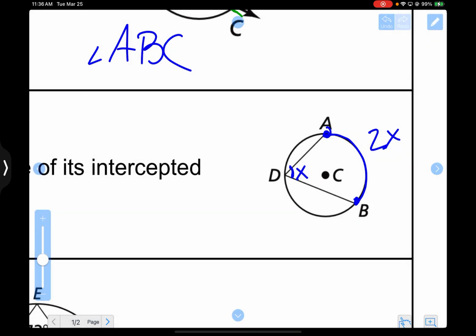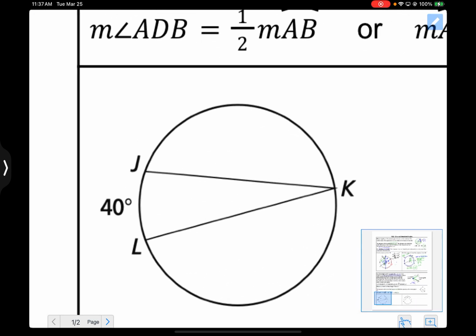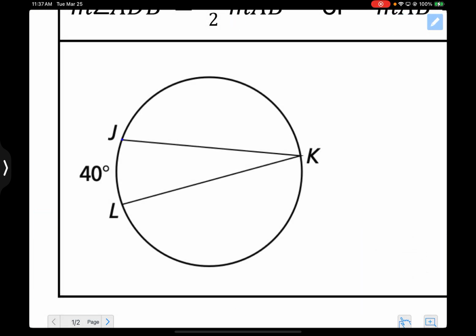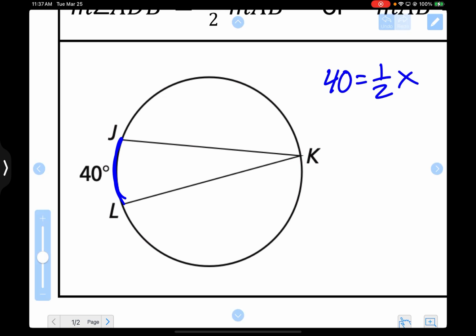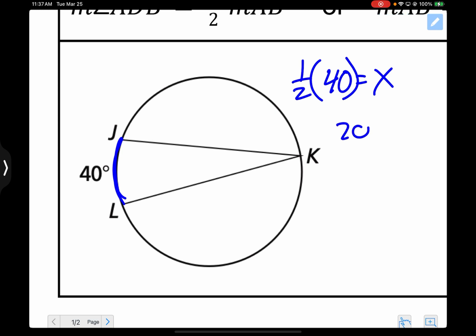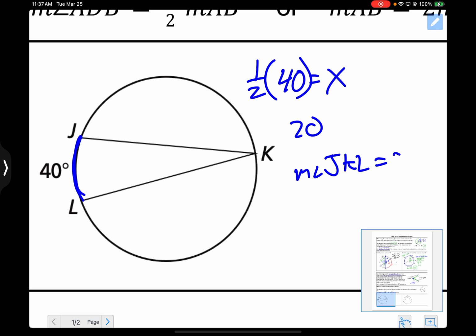But if we look at the other way, if we say that AB is X, then I know that my angle is 1/2 of X. So if we're looking at this right here, we've got our arc, and we know that our arc measure, 40, is 1/2 of the angle. So 1/2 times 40 is 20. So the measure of angle JKL equals 20 degrees.